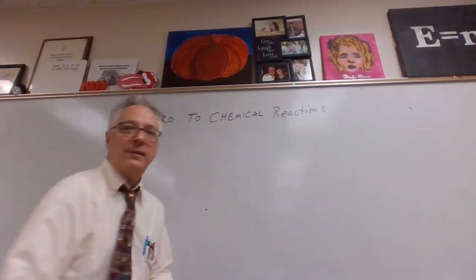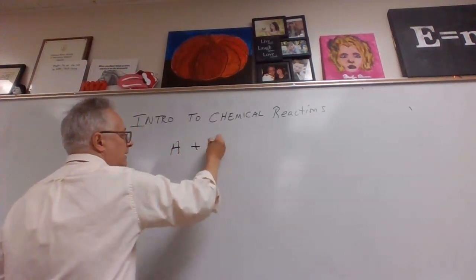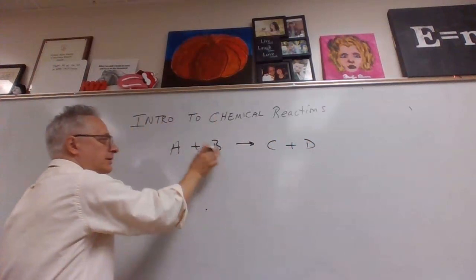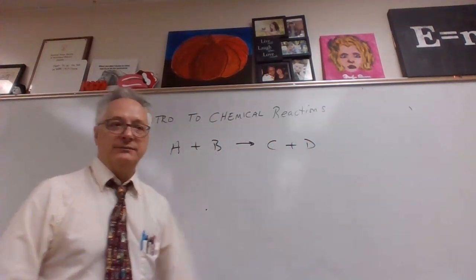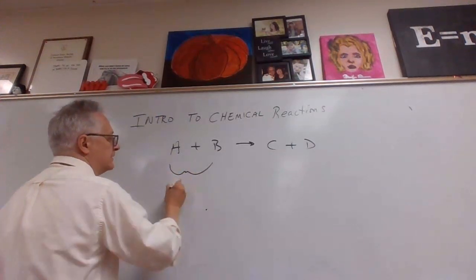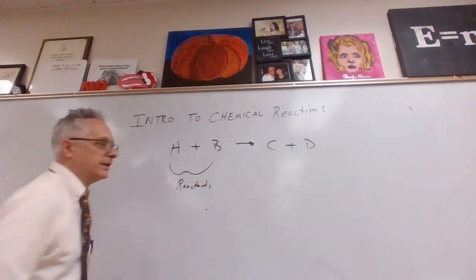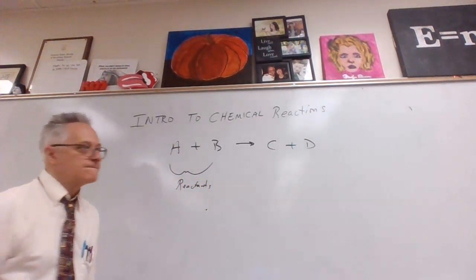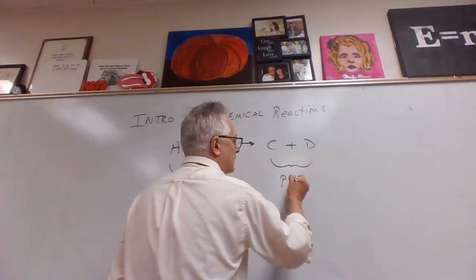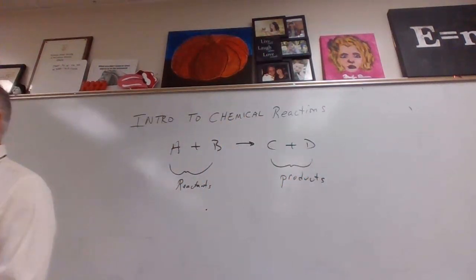Now, when I write a chemical reaction, let's just say I've got two things reacting and they form two different things. A plus B gives C plus D. This is just generic. So on this side, we call these the reactants, because those are the things that are reacting. And on this side, we call these the products, because the products are the things being produced.